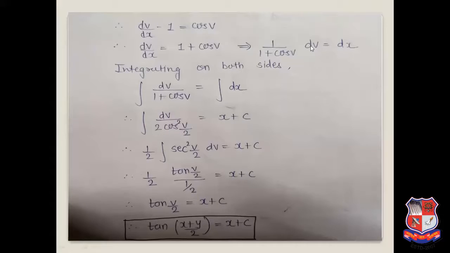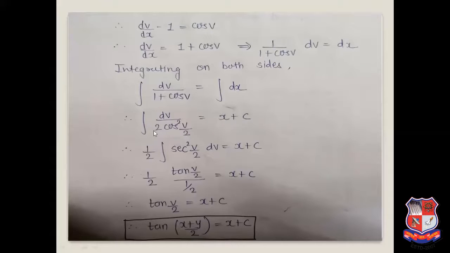Here we have separated both the variables. So now integrate on both sides. Integration of dv upon (1 plus cos v) equals integration of dx. We know the integration of dx is x plus c. Now we integrate this term. We know the formula of 1 plus cos v is 2 cos square (v by 2). So integration of dv upon 2 cos square (v by 2) equals x plus c.